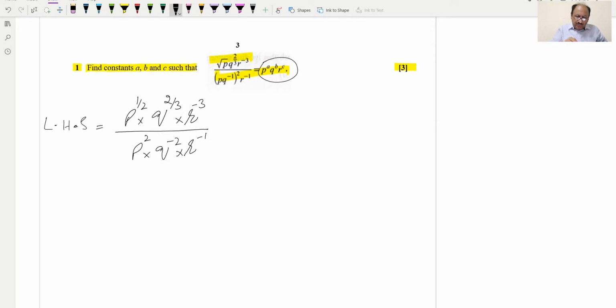Now we can shift these denominators to the numerator. The signs of their powers will be changed. So p raised to the power 1/2 and p raised to the power minus 2, and next q raised to the power 2/3 into q squared, and r raised to the power minus 3, and this will be r raised to the power plus 1, or we can write just r.